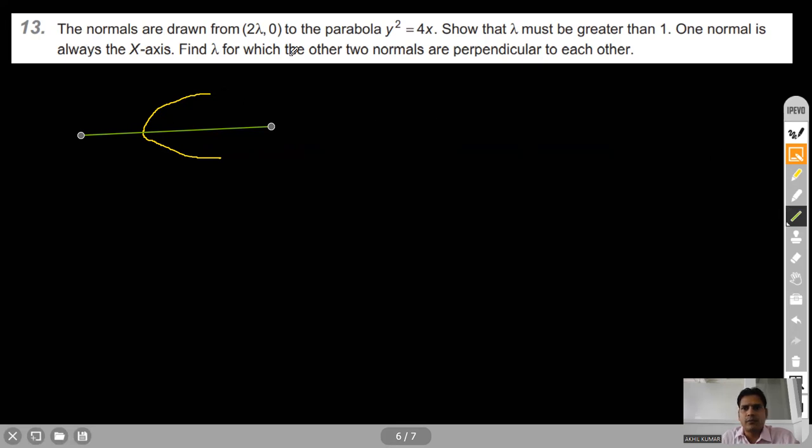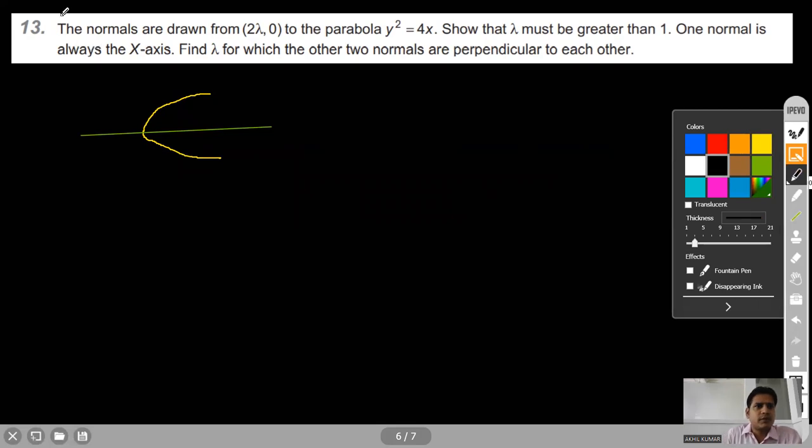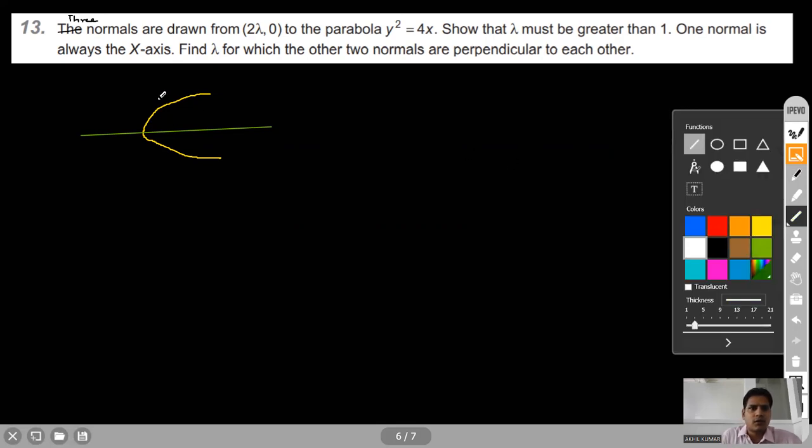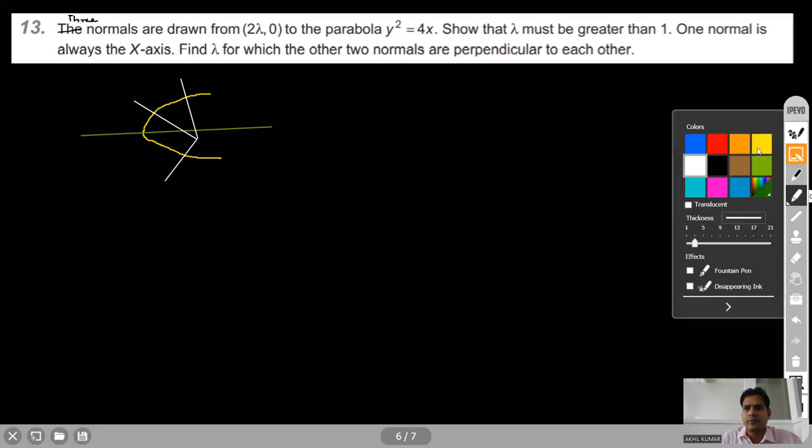So basically here we should have three normals. So three normals are drawn from this. Okay. So now what we will do, we will draw the normals. This is our first normal, this is our second one, and this is the third one. Okay. And let me assume these points as PQR. So this is our point P, this is our point Q, and this is our point R.